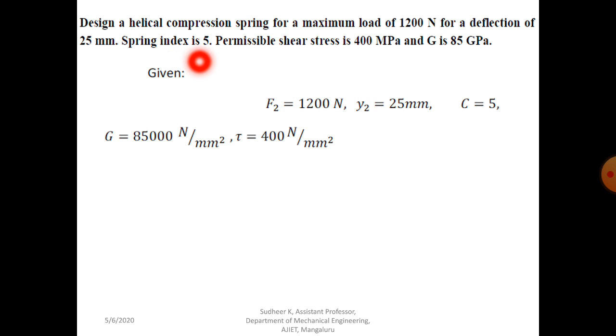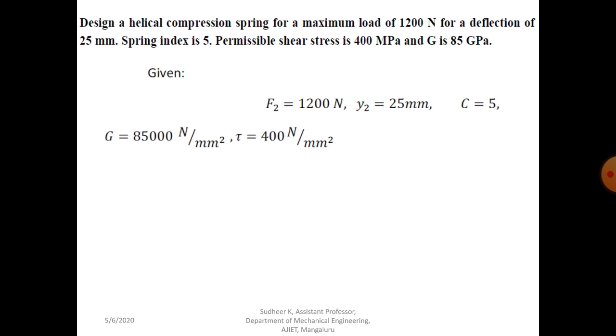It's nothing but the spring index, the ratio of capital letter D to small letter d. And the permissible shear stress in the spring material or in the wire is given, that is the shear stress induced, 400 Newton per millimeter square. And modulus of rigidity, denoted by capital letter G, is 85 gigapascal. It's nothing but 85 into 10 to the power 3 Newton per millimeter square.